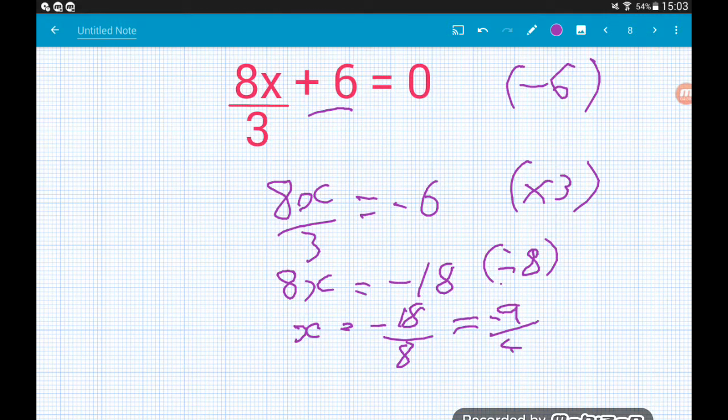As a decimal, that would be minus 2.25. But as I say, absolutely nothing wrong with leaving your answer in terms of a fraction, as long as the question doesn't ask specifically for a decimal answer.